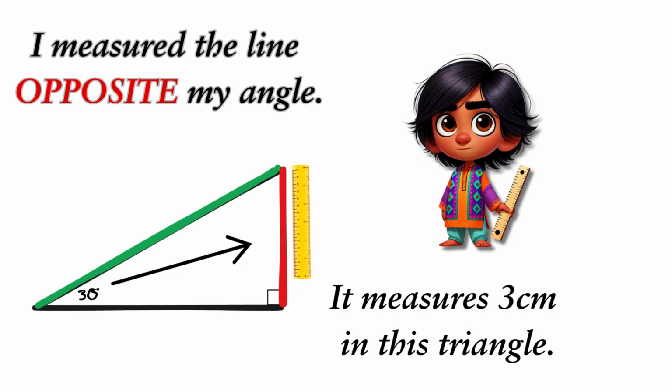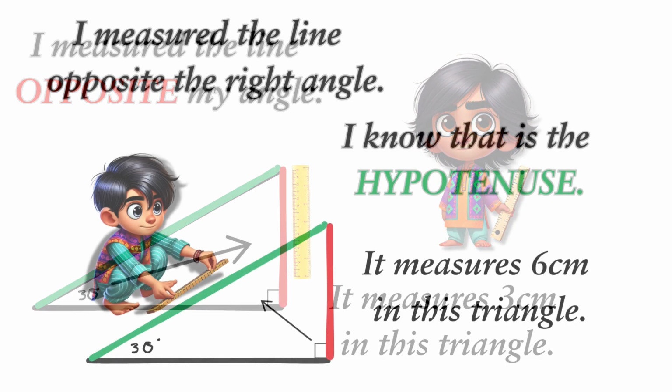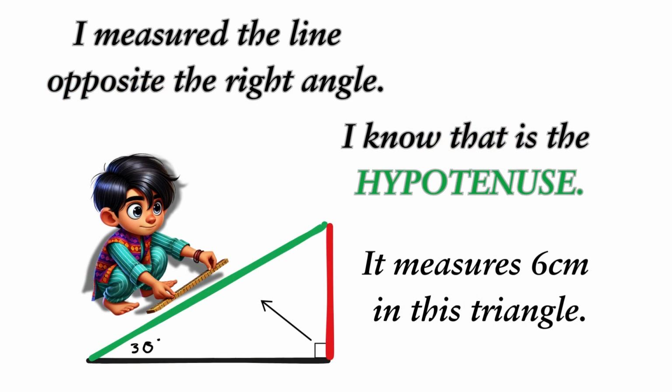I measured the line opposite my angle. It measures 3 centimeters in this triangle. I measured the line opposite the right angle. I know that is the hypotenuse. It measures 6 centimeters in this triangle.